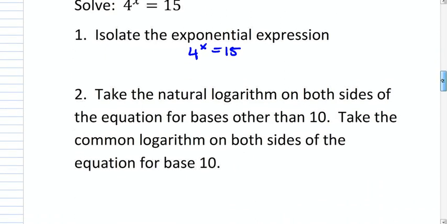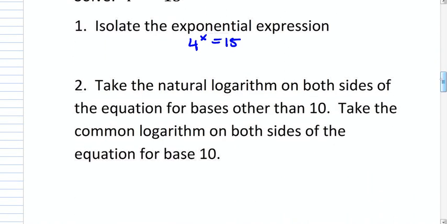Then the second step is to take the natural logarithm of both sides. If the base was 10, then you would take the log of both sides, because remember, log is base 10 and they would cancel out. But for this, you take the ln of both sides. So you go ln 4 to the x equals ln 15.